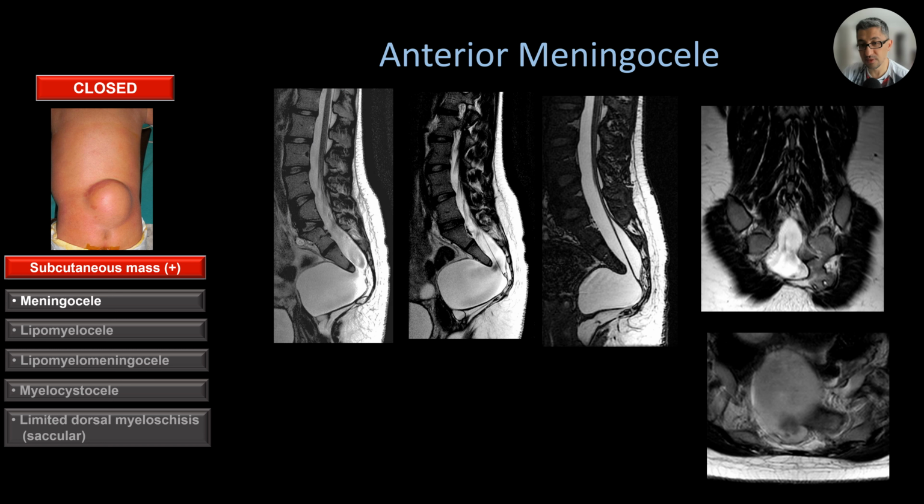They can also be anterior in the sacral region. As you can see in this patient, there is sacral agenesis and a bony defect, and through this bony defect we can see the dural sac herniated anteriorly into the pelvis and on the coronal as well. There are no neurological elements in the dural sac.